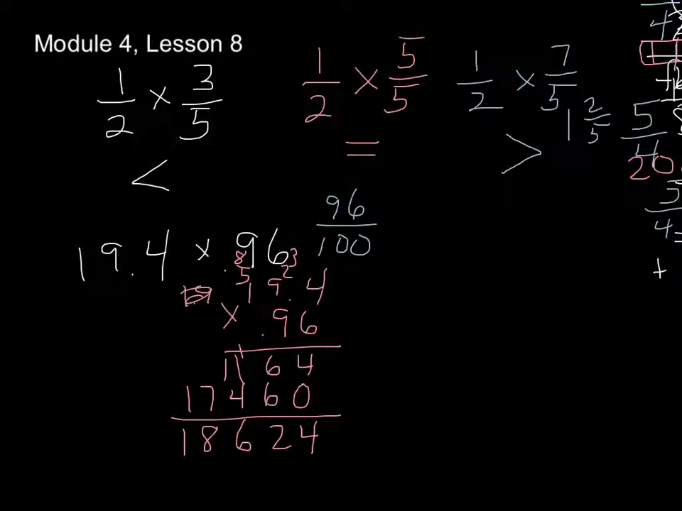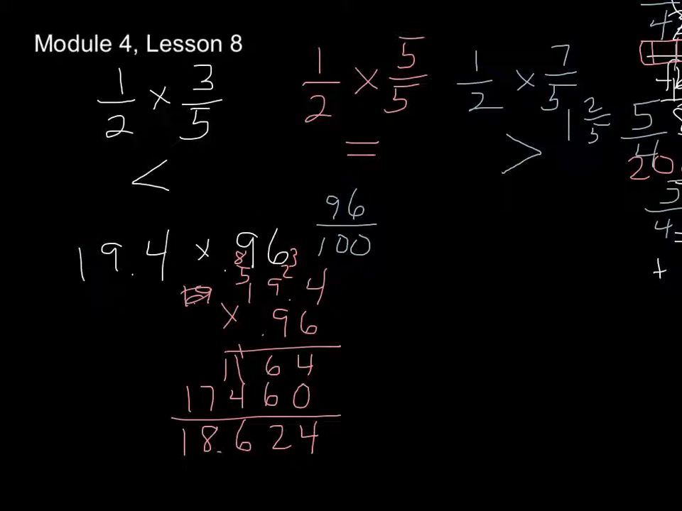So this is the product that I get, but I see I've got 1 decimal place in this factor and 2 in here. So that means I need 3 in my product. And let's look at this. 18.624. 18 and 624 thousandths. It's less than 19.4, just as we predicted, because 0.96 is less than 1, but it's not too far off, because this is pretty close to 1. Okay, and you can do that with any decimals. You can make a prediction. How close am I going to be to my factor?